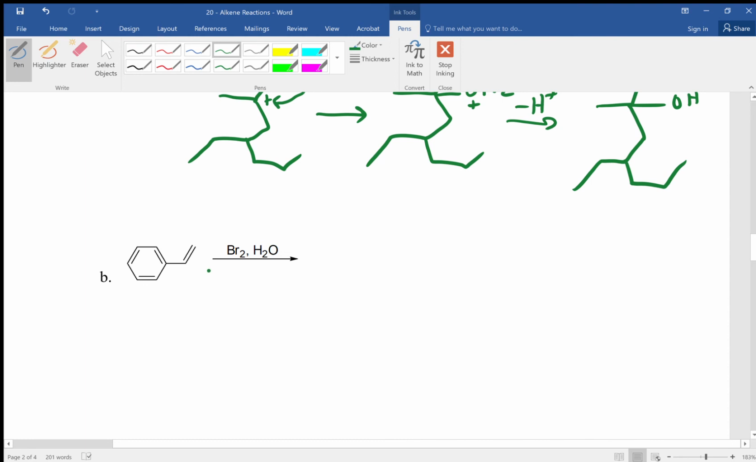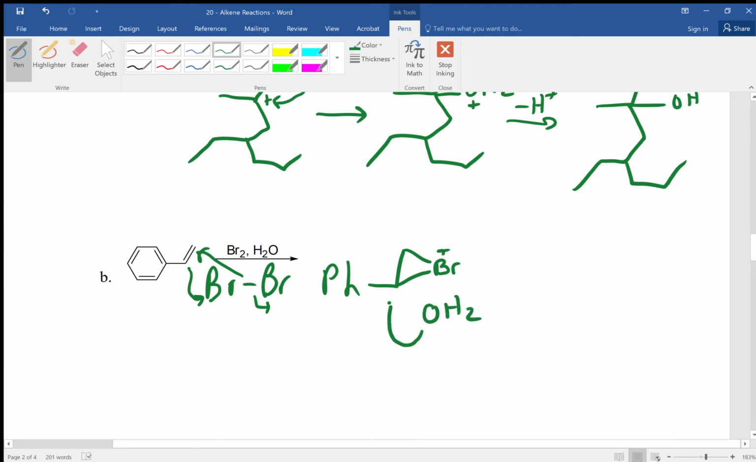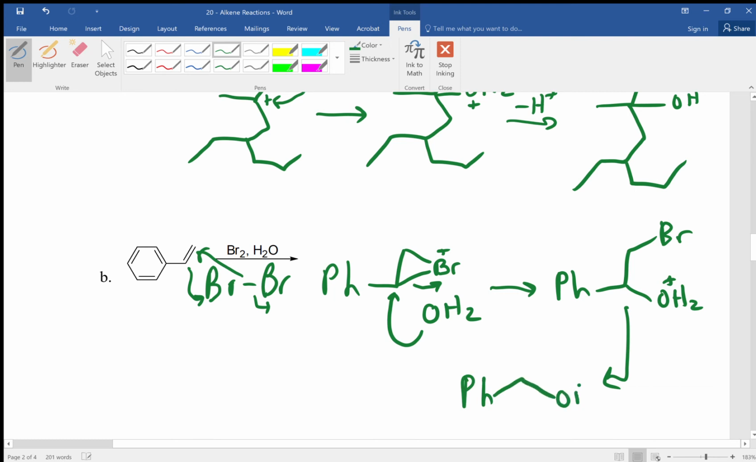Part B is the halohydrin formation, which is the halogenation in the presence of water. So our alkene attacks Br2. That gives us our bromonium ion. The water then attacks at the more substituted carbon of that three-membered ring, opens up the three-membered ring, which gives us this intermediate, which can then lose a proton to get to our product.